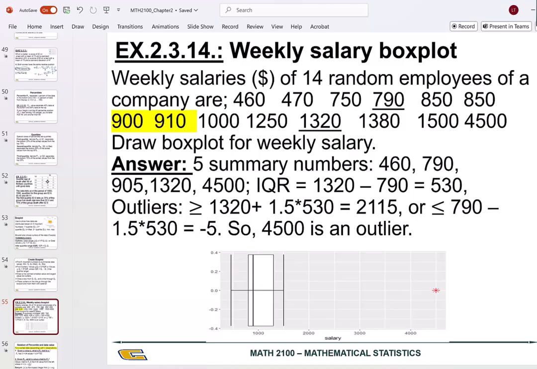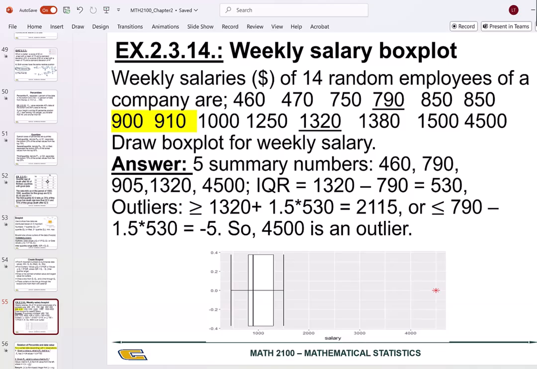It's safer, because sometimes in the test you have a time constraint and you overlook a number and make a wrong choice. So from that, you can get the interquartile range, which is Q3 minus Q1, which is 1,320 minus 790, and you get 530.